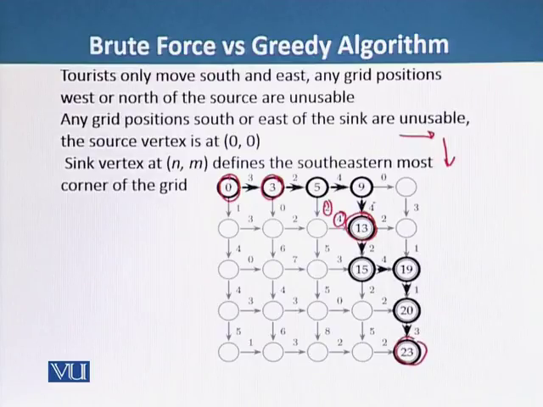So we assume that the source vertex is 0,0, because whenever tourists start from the source, the value will be 0,0. But the sink value will be n,m. That defines the southeasternmost corner of the grid. So this is the sink and it is denoted as the n,m value.